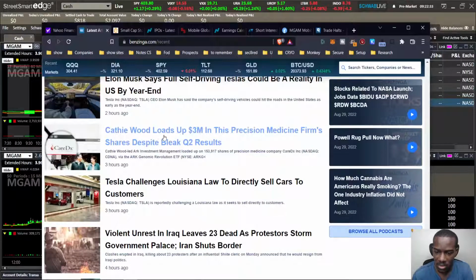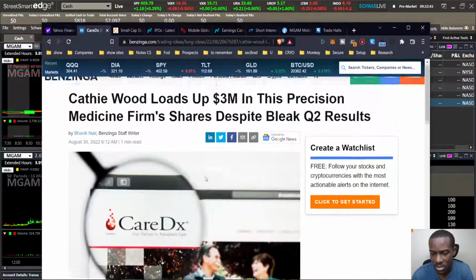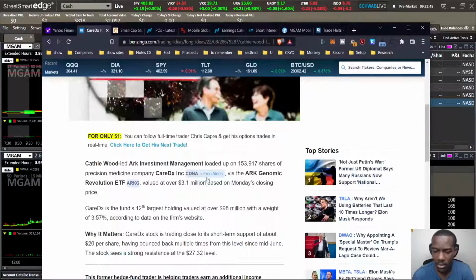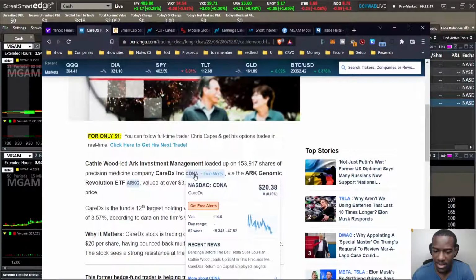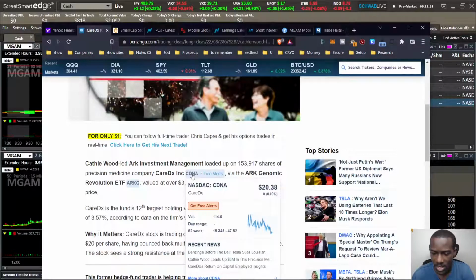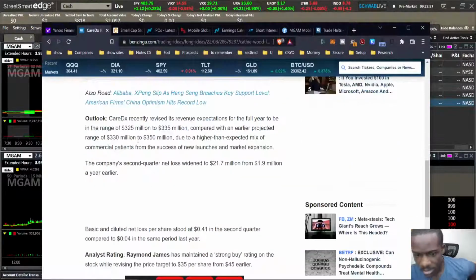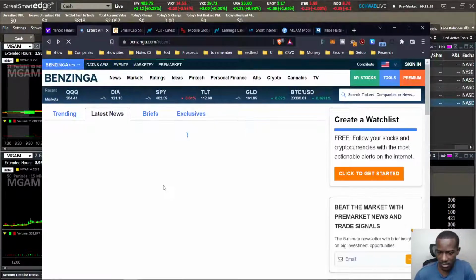Cathie Wood loads up on 3 million in this precision medicine firm's shares despite bleak Q2. Yeah, she did the same thing on what was it, Coinbase or something. She got burned on that. What is this? CDNA? I don't even know what that is. Let me see, what's the price? $20.38, and then Revolution, ARK Genomic Revolution. Yeah, let Cathie Wood have her fun.